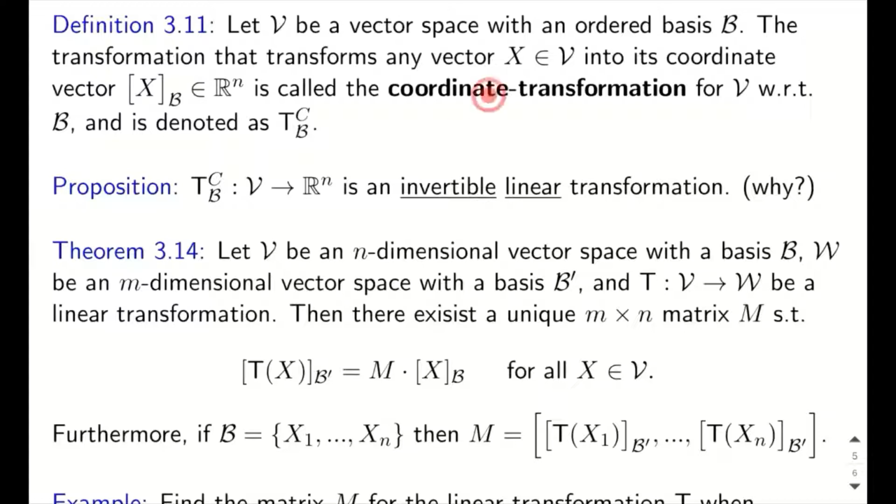The coordinate transformation is in fact an invertible linear transformation. So if you want to take the coordinates back to the point or back to the vector, you just apply the inverse of the coordinate transformation and you get back to the vector that you started with. We are going to prove the proposition here.